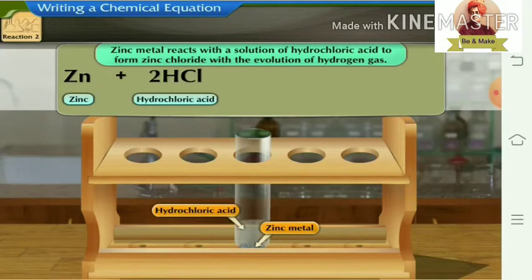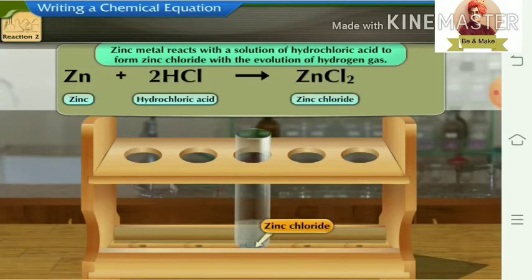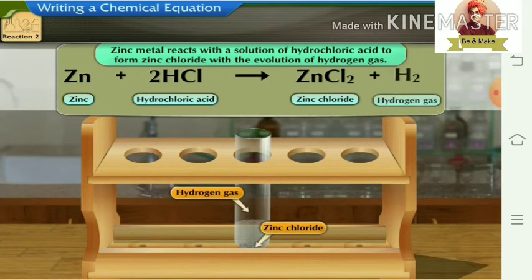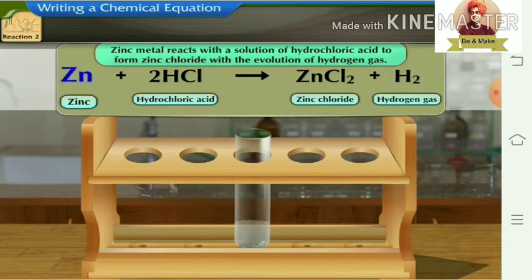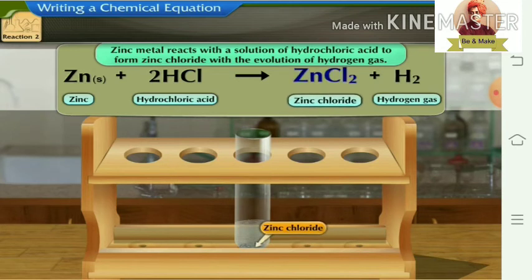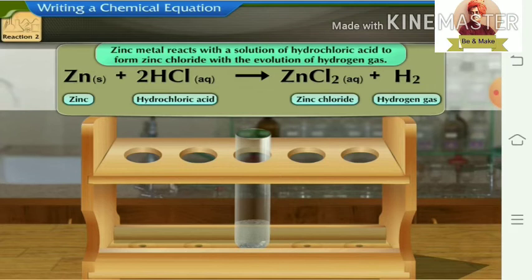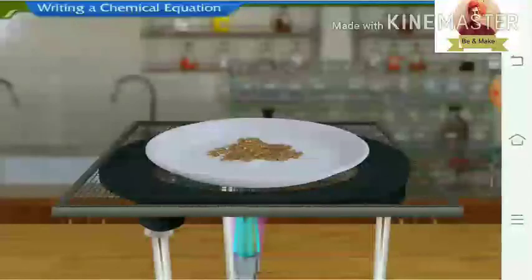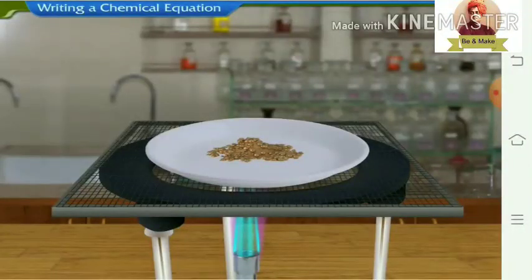Suppose zinc metal reacts with a solution of hydrochloric acid. It forms zinc chloride and evolution of hydrogen gas takes place. The zinc is solid, hydrochloric acid is liquid, zinc chloride which is formed is in the form of residue, and hydrogen is in gaseous state. So we can write their physical states; zinc chloride is formed in aqueous state.